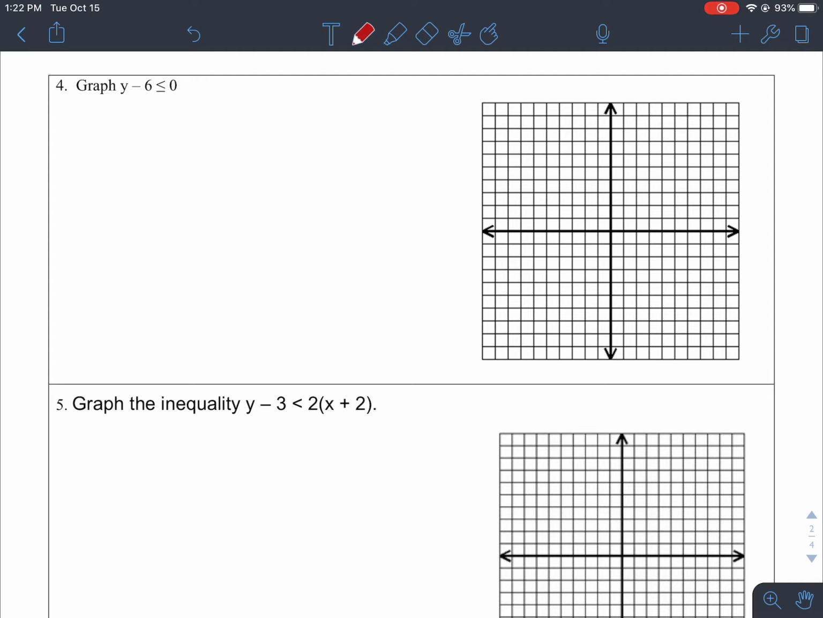Number 4, y minus 6 is less than or equal to 0. This one does not have an x variable, so I'm going to be having a horizontal line. I'm still going through my same steps of don't call me after midnight. Here I don't need to distribute, combine, or move variables, but I do need to add or subtract. I'm going to add 6 to both sides, and I'm left with y is less than or equal to 6. This will be a horizontal line, so I'm going to have a horizontal line at 6.